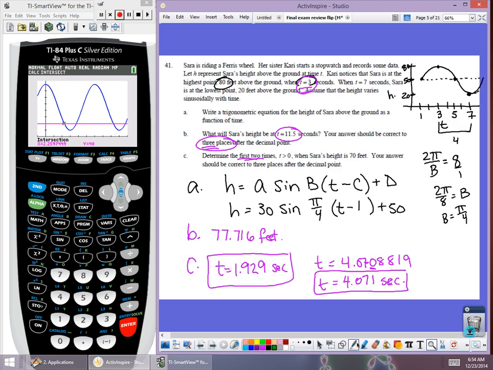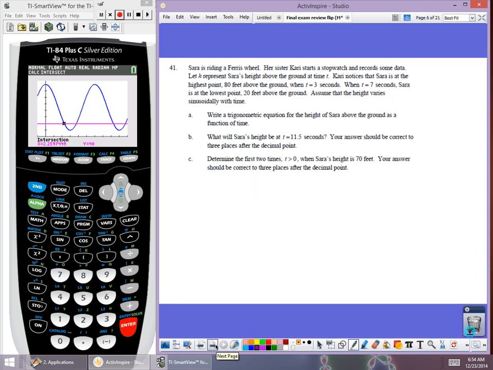All right, yeah. So the graph would look like this. Oh, this is just my little sketch. You didn't have to do that. It just said write an equation. So we went A, B, C, D, plugged everything in, checked at 11.5, and then found the first 2 times when the height was 70. All right. So if you got those right, or maybe you don't need to watch this. All right. But here is the full explanation.